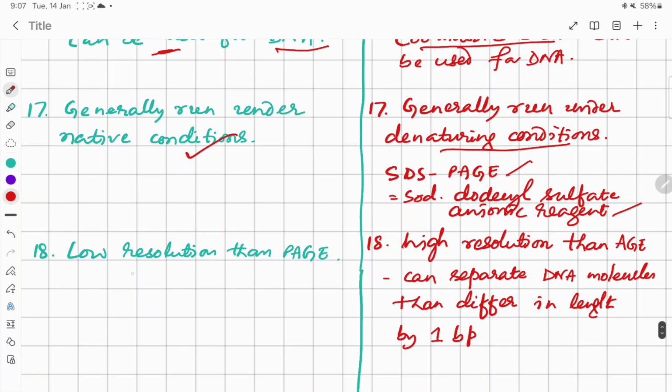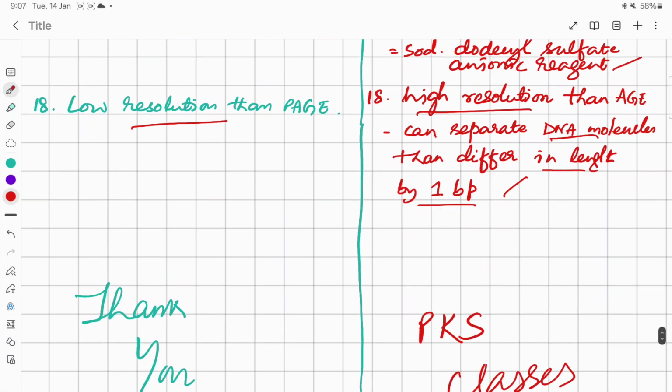Agarose has lower resolution than PAGE, whereas PAGE has high resolution. We say it has high resolution because it can separate DNA molecules that differ in length by only one base pair. So a difference of one base pair also can be detected by using PAGE. So this is all about the difference between agarose gel electrophoresis and polyacrylamide gel electrophoresis.